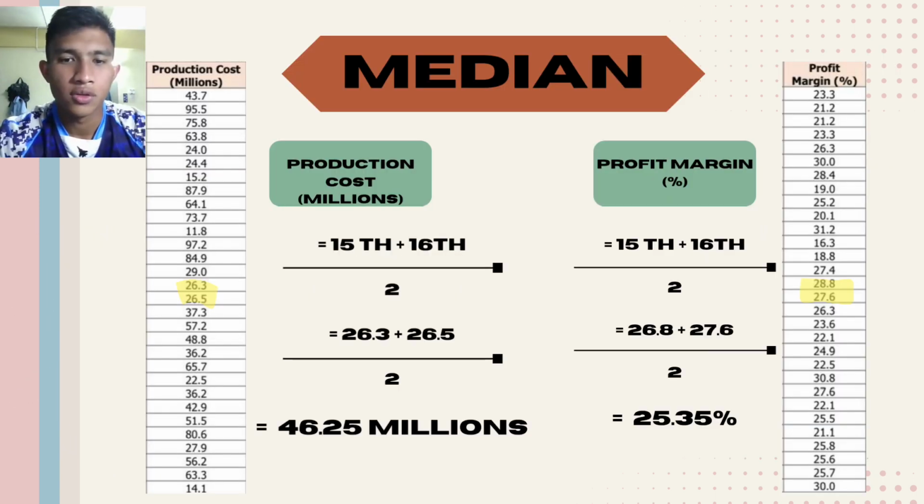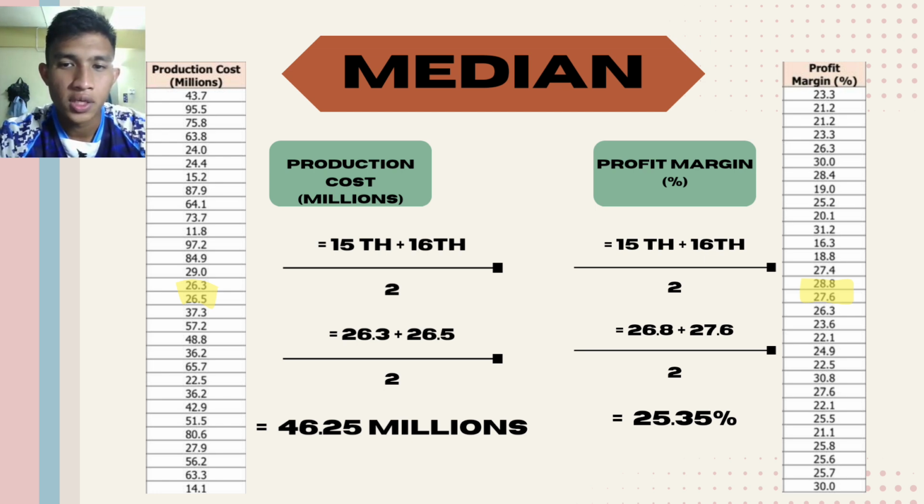To calculate the median for production cost, we need to take number 15 and add number 16 and then divide it by 2. As usual, 26.3 plus 26.5 and then divided by 2. So the median for production cost is 46.25 million.